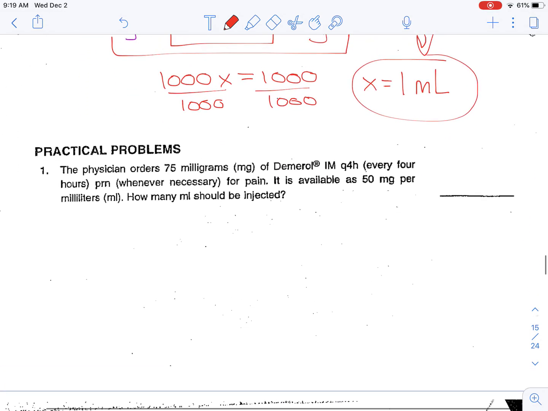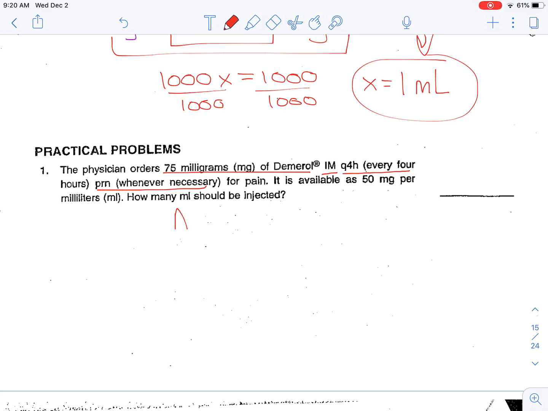Let's try another one here. The physician orders 75 milligrams of Demerol, intramuscular, Q4H is every 4 hours. PRN is whenever necessary for pain. It is available as 50 milligrams per milliliter. How many milliliters should be injected?